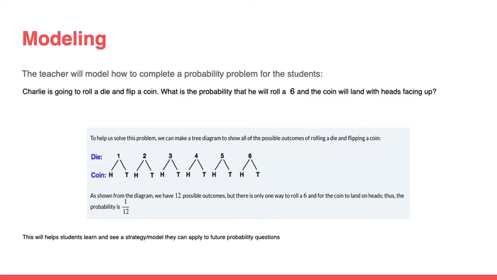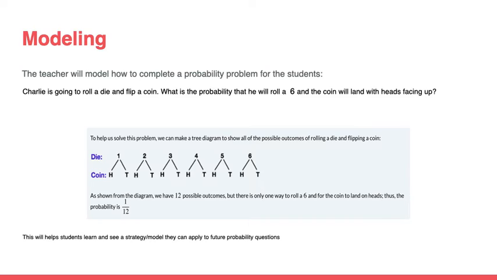So now we are moving on to modeling. The teacher will model how to complete a probability problem for the students. That problem will be: Charlie is going to roll a dice and flip a coin. What is the probability that he will roll a 6 and the coin will land with heads facing up?